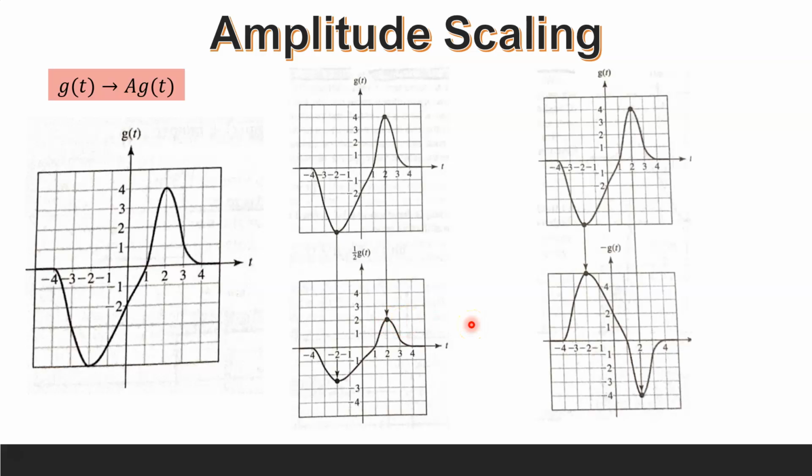Next one, you have your original signal here, and it is scaled by -1. You can see that now the sign of the amplitude is changed. So at -2 instead of -5, you now have 5, and at 2 instead of 4, the amplitude becomes -4. Hopefully this shows you how the effect of amplitude scaling changes your signal.